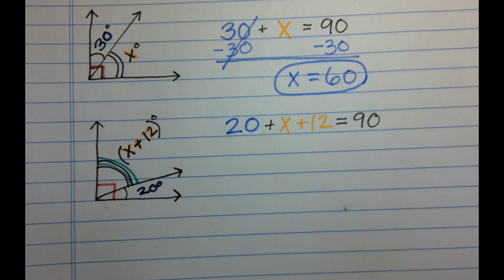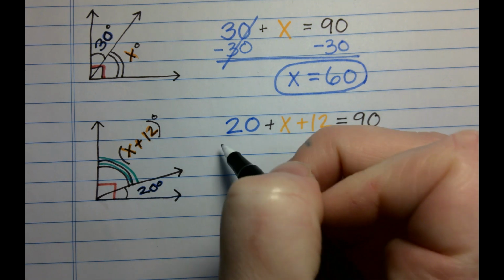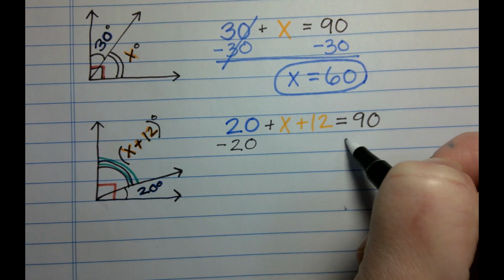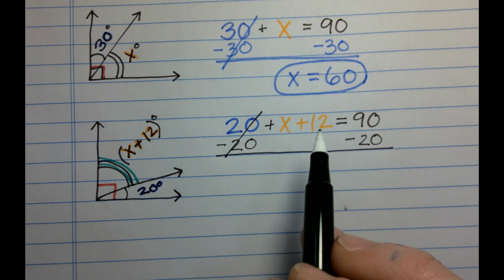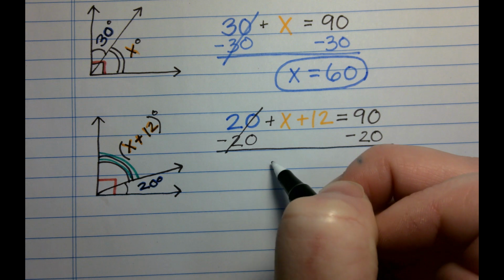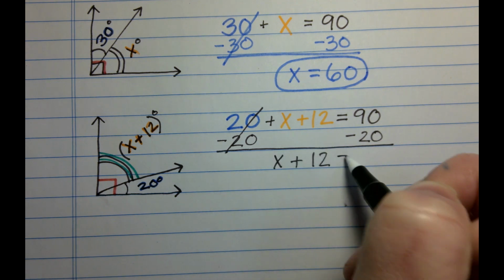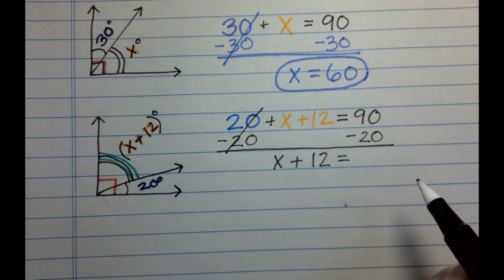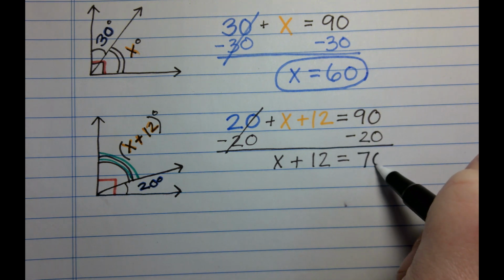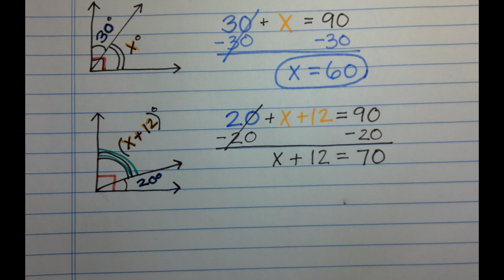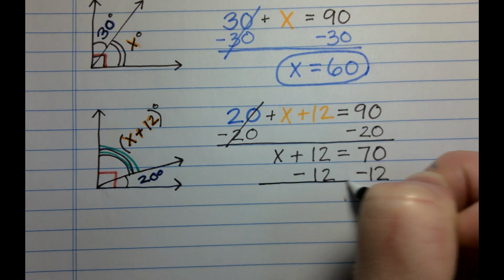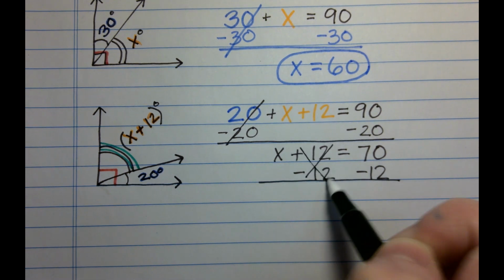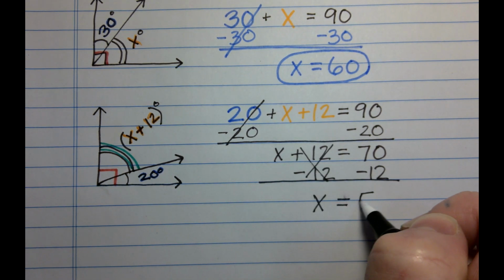Now, what do I need to do here? How could I solve this? Okay, subtract 20 from both sides. Yeah, let's do that. Minus 20. Those cancel. And what am I bringing down? Good. X plus 12 equals what? 70. Good. And then we're going to subtract 12. That's going to give us 58.